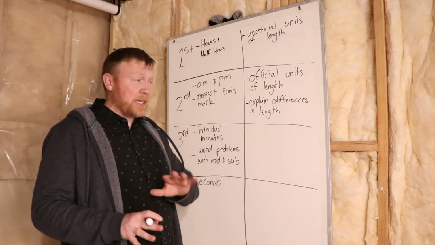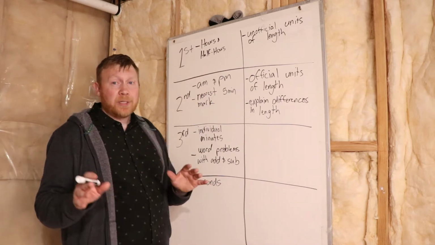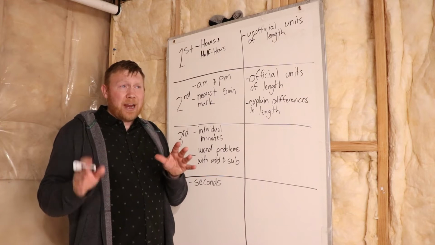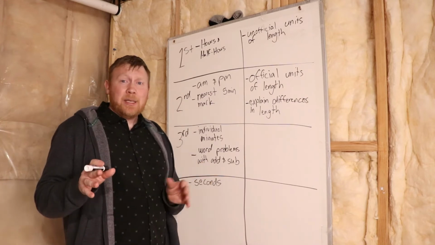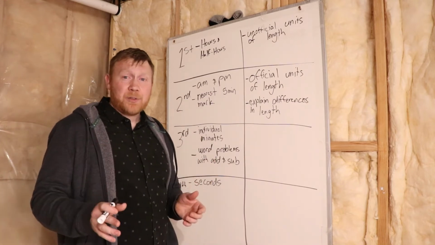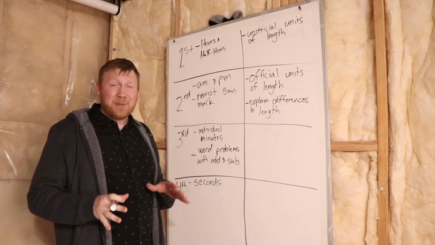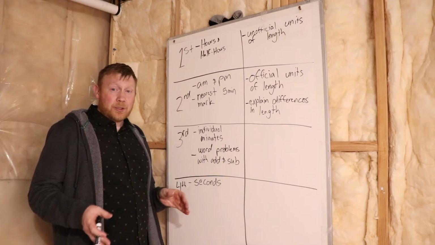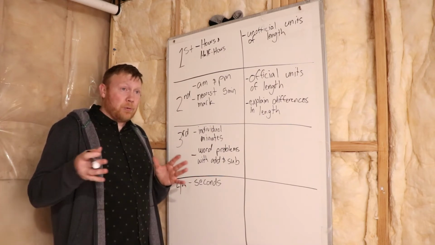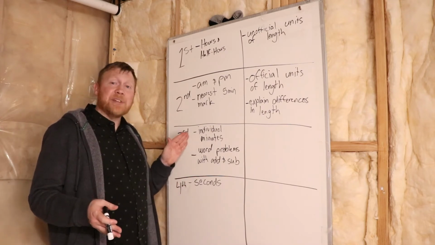Students should be learning about time all the way back in 1st grade, where they're going to be learning about writing and reading units of time in measurements of hours and half hours. 2nd grade introduces them to AM and PM, as well as telling time to the nearest 5-minute mark. 3rd grade introduces them to writing and telling time all the way down to individual minutes.